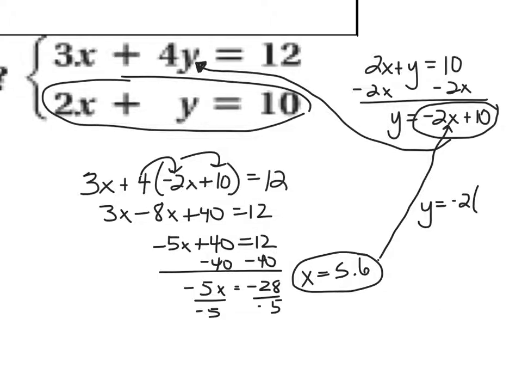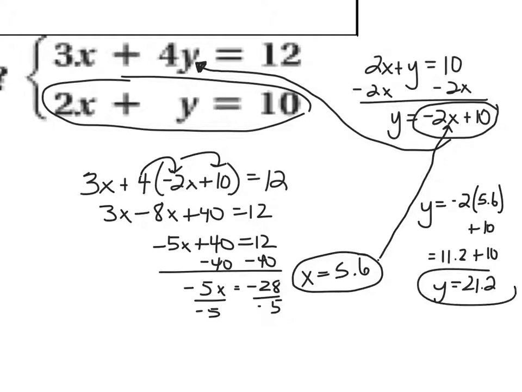Again, if I put something in, put it in parentheses, times 5.6, and then we're going to add 10 to that. Well, if I take 5.6 times 2, that gives me 11.2. And we're going to add 10 to that, and so y is going to equal 21.2. Okay, so my solution to this first problem is 5.6 and 21.2.